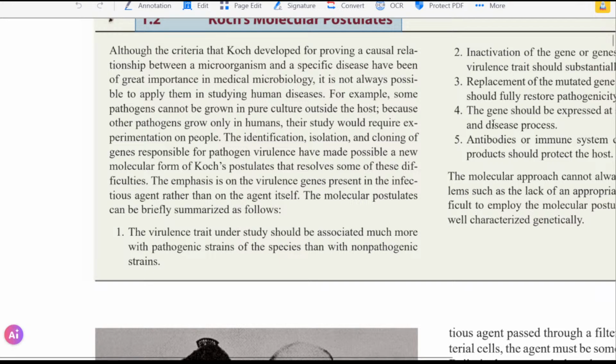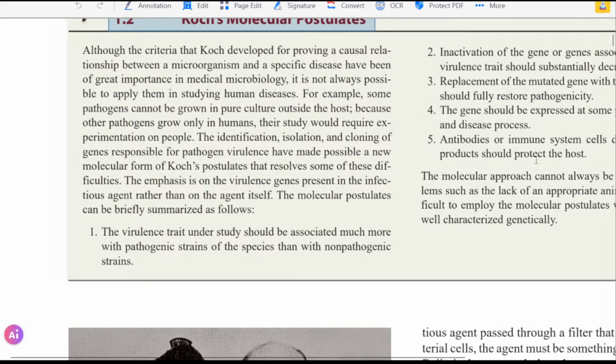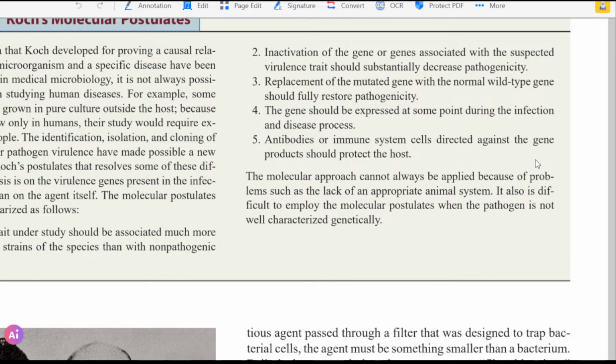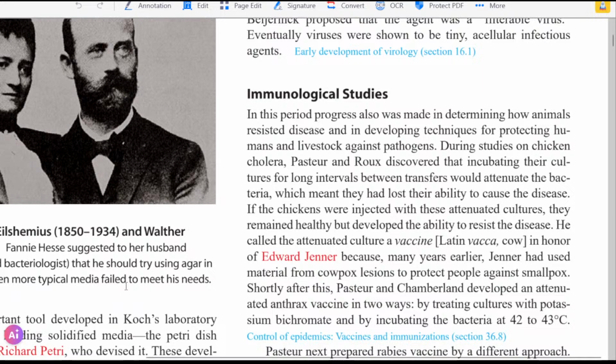And if you inactivate a gene that is responsible for a pathogenic factor, the bacteria won't be as pathogenic as before. And if they somehow regain the same wild type gene, their original gene, from the environment or from another bacteria or any other source, they will develop the pathogenicity again, and antibodies or the immune system are directed against it. The gene that is responsible for producing pathogenic traits, our immune system actually targets those pathogenic factors to protect hosts. So these were general contributions.